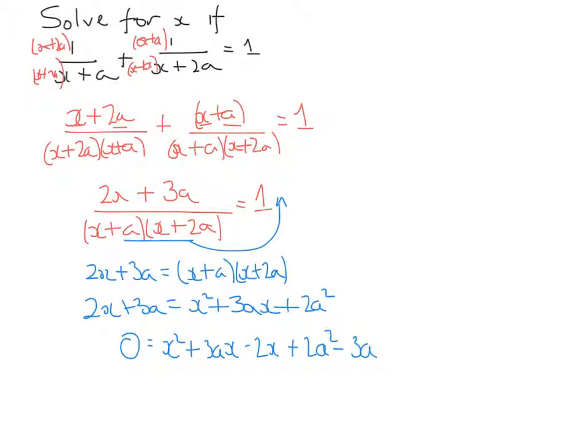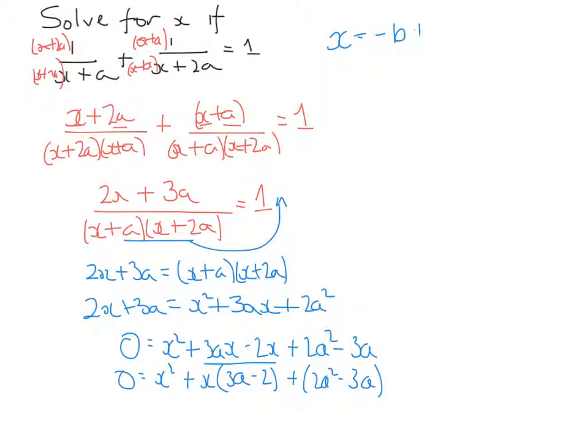And now what I have is a quadratic equation, and I'll factorize out the x here. So I have a quadratic equation. Now how can I solve this quadratic equation? Use the quadratic formula. So if I said x is equal to minus b plus or minus the square root of b squared minus 4ac, over 2a.